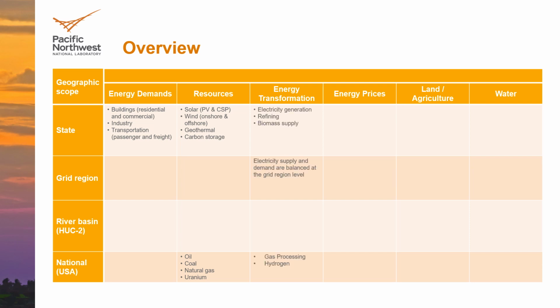Most energy transformation processes, including electricity generation, refining, and biomass supply sectors, are represented at the state level, while gas processing and hydrogen production are modeled at a national scale. While electricity generation and consumption are represented at the state level, electricity supplies and demands are balanced at the grid region level. GCAM-USA's grid regions roughly align with the North American Electric Reliability Corporation, or NERC, assessment areas.